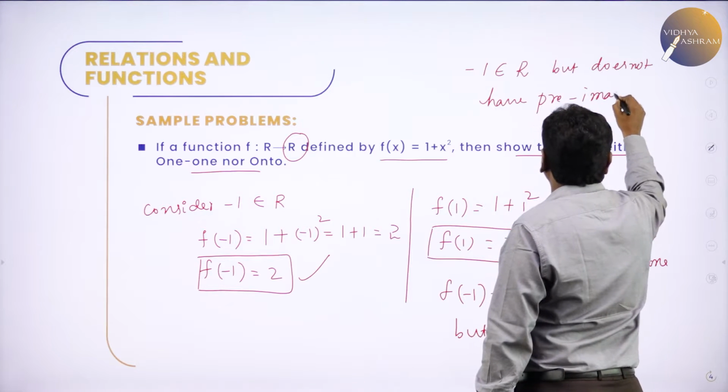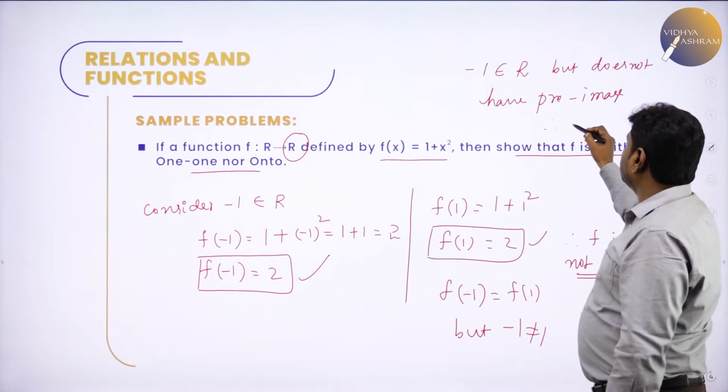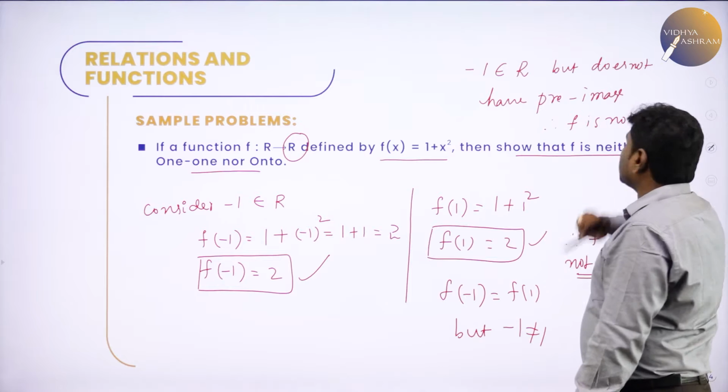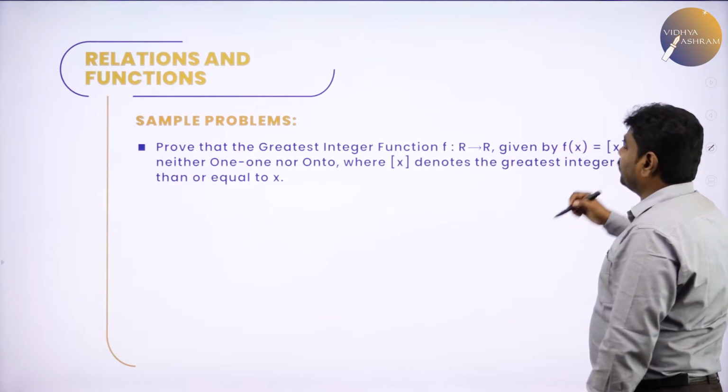It does not have a pre-image, therefore it will not map for anything. So therefore f is not onto. This is one way of answering. What is the other way? The other way of answering is the regular method.